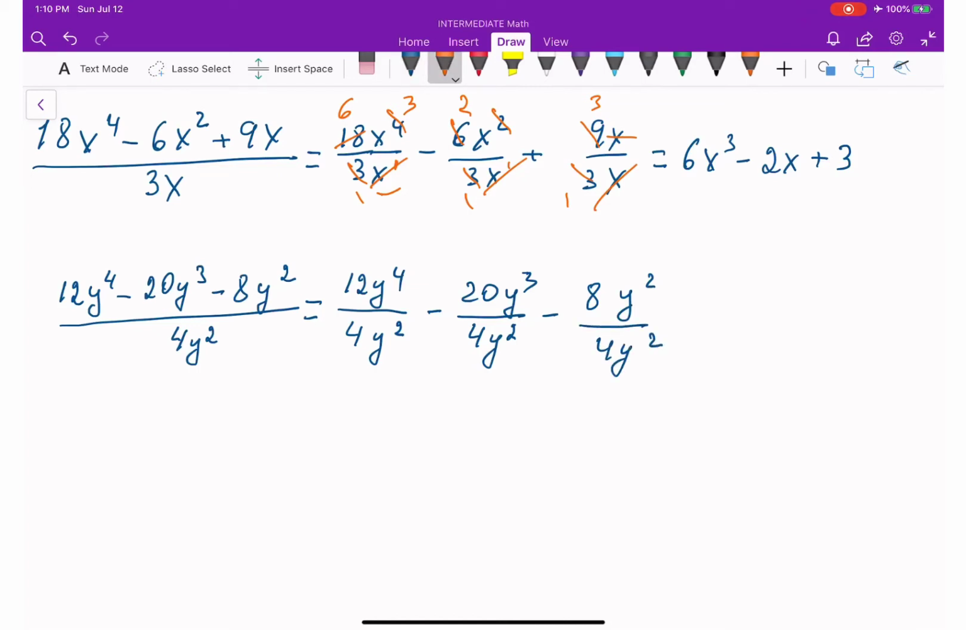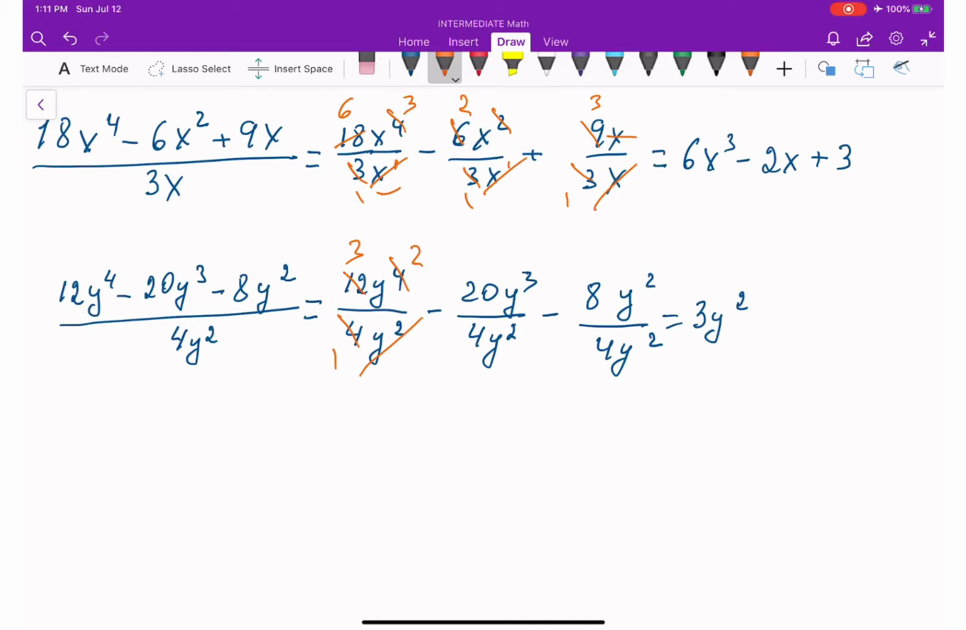All right, let's see how we can simplify. First fraction, 12y to 4 over 4y squared. So y squared is gone. Here will be left only 2 because 4 minus 2 is 2. 4 is 1, 12 is 3. So here we have left 3y squared. Okay, moving to next one.